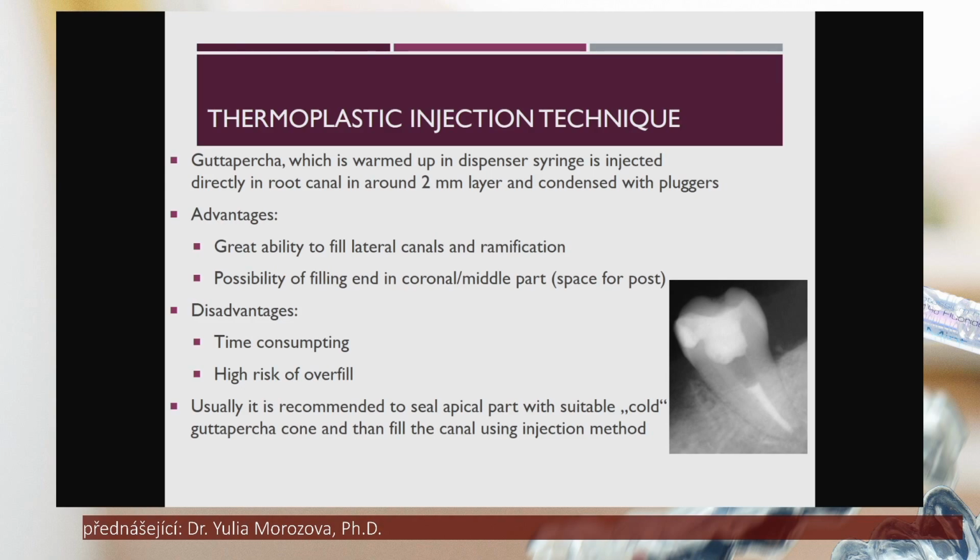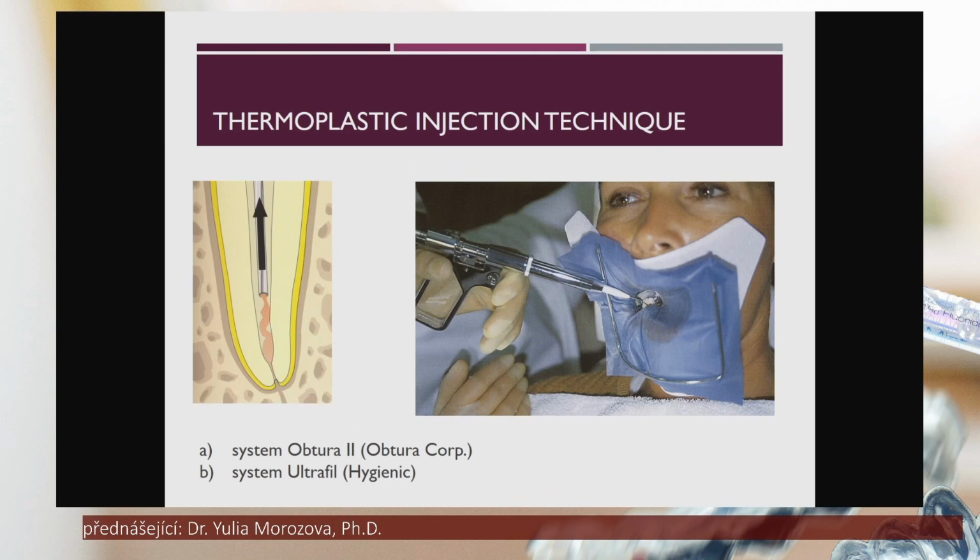But in this case, if we do not provide adequate sealing of the apical part, there is a high risk of overfilling. Also, this is time consuming, and the device is not so cheap. For example, different systems like Obtura II, Ultrafil and others could be used for this aim. Here we can see the injection of flowable hot gutta percha into the root canals.